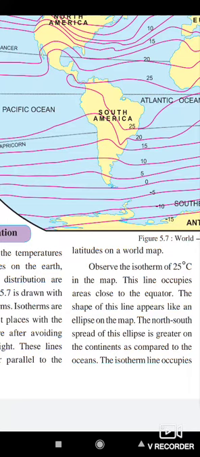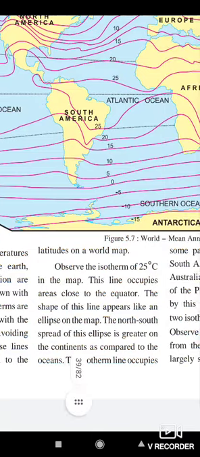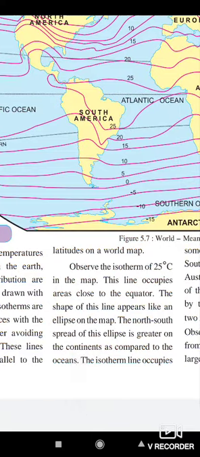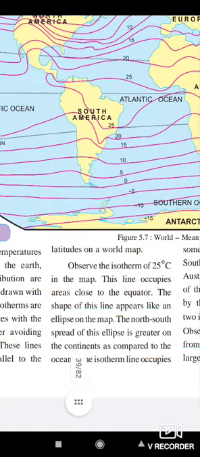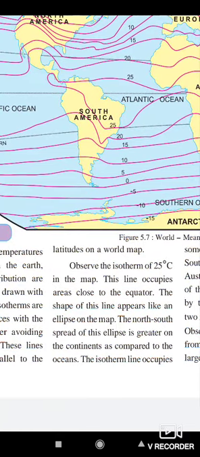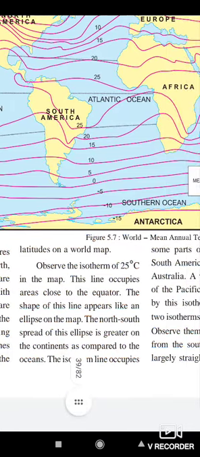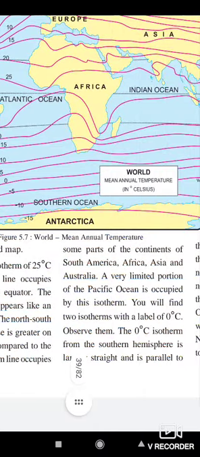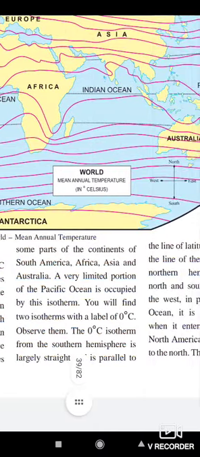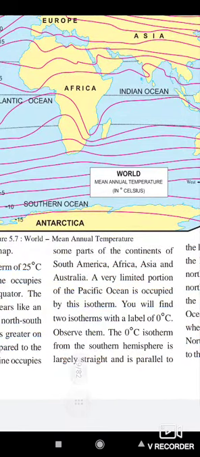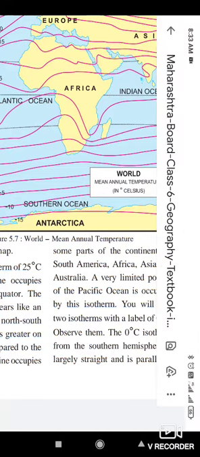Observe the isotherm of 25 degrees Celsius on the map. The line occupies the area close to the equator, and the shape of these lines is like an ellipse on the map. The north and south spread of the ellipse is greater over the continents compared to the oceans. The isotherm occupies some parts of the continents of South America, Africa, Asia and Australia. Only very limited portions of the Pacific Ocean are occupied by the isotherm.